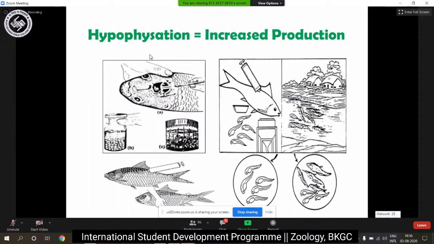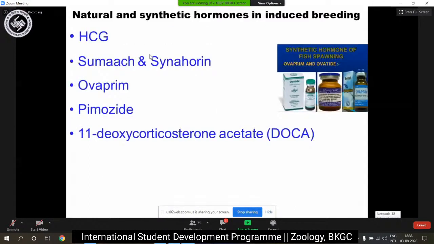So we all know that there are several different chemicals available. Like we all talk about this ovaprim, the ovatide, which are synthetic hormones for fish spawning. There are several brand names of this: the human chorionic gonadotropin, the Suprefact and the Cyanohorin, the Ovaprim, the Pimozide, the 11-deoxycorticosterone acetate or DOCA. All these are different combinations of hormones. Principally of GTH, the LHRHA, the analog of LH, which will act like an LH, so that MIH production can be stimulated, and functional maturation and release of ovum can happen.